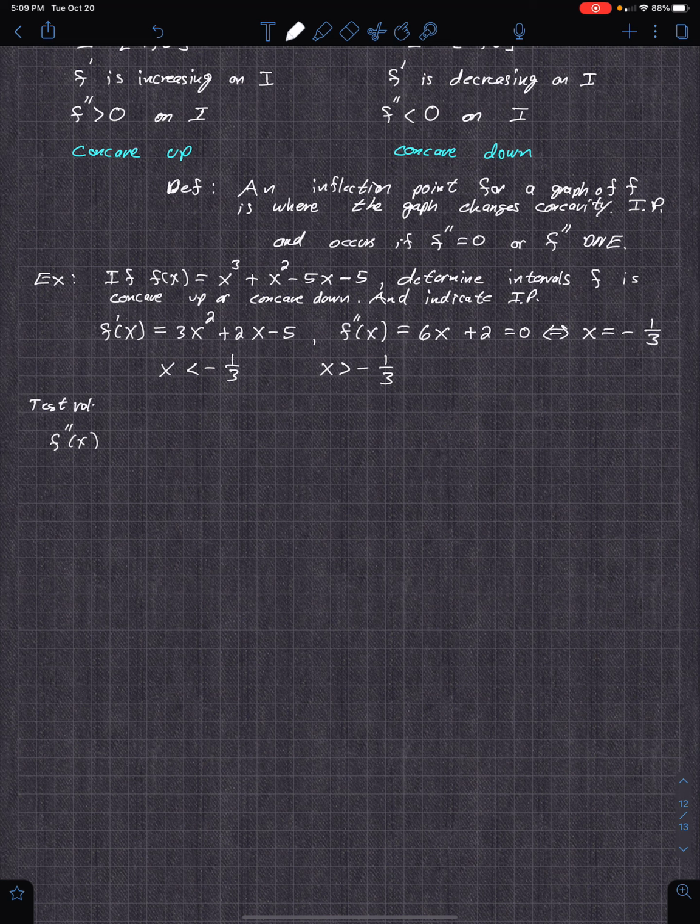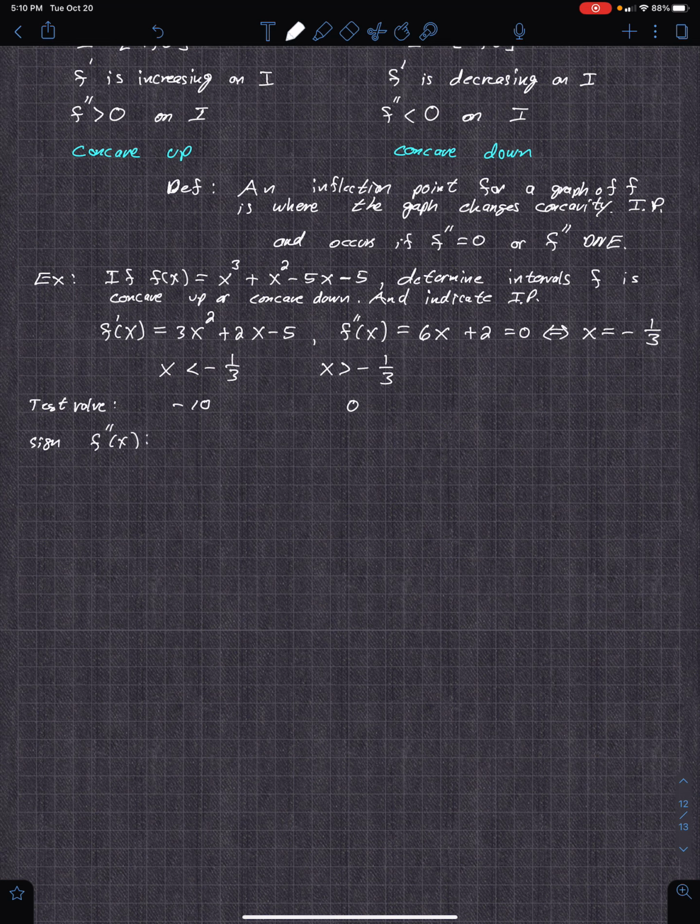Test value. Okay, so then you have like the sign. So test value less than -1/3. Let's just test -10. Test value greater than -1/3. Well, easy when the test is always 0. So really what we're doing here then is the sign of f double prime. Okay, so is it greater than 0 or less than 0? So what's the sign? That's all we're really looking at.